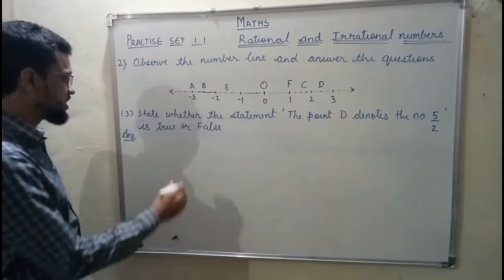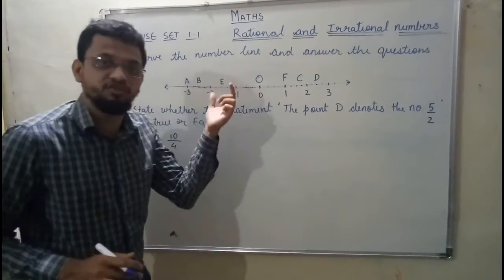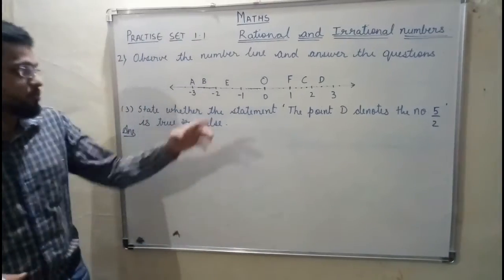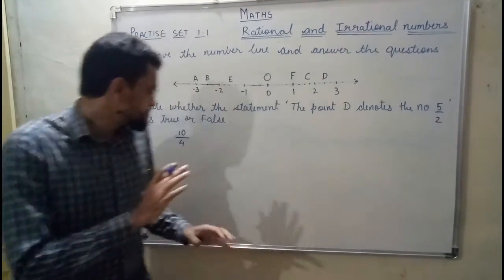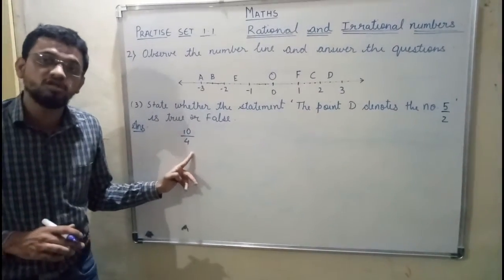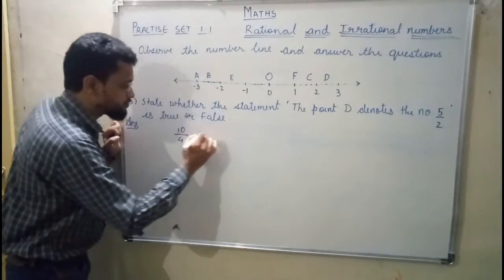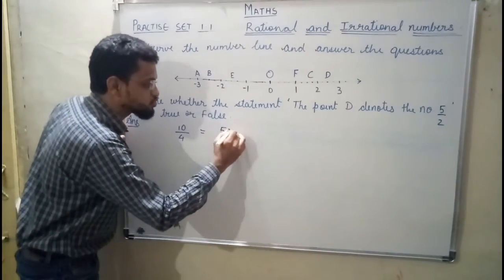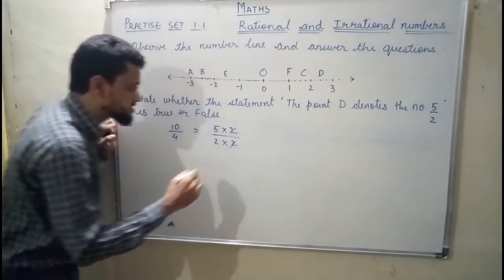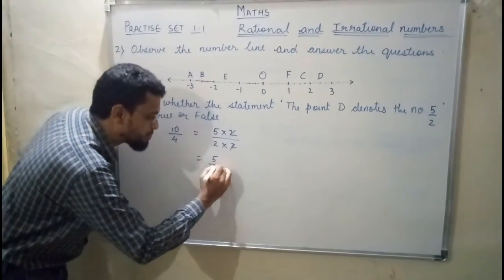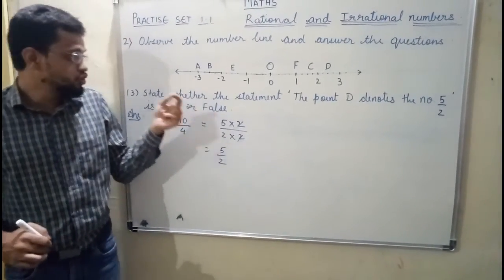So point D denotes the number 10 and the denominator should be 4, as each section of the number line is divided into 4 equal parts. The point D denotes the number 10 upon 4, but in the statement it is 5 upon 2. Now seeing as 10 and 4 both are divisible by 2, we will simplify it further. So we can write 10 as 5 multiplied by 2, and 4 as 2 multiplied by 2. The 2 gets cancelled, and the number comes as 5 upon 2. So point D denotes the number 5 upon 2, hence the given statement is true.